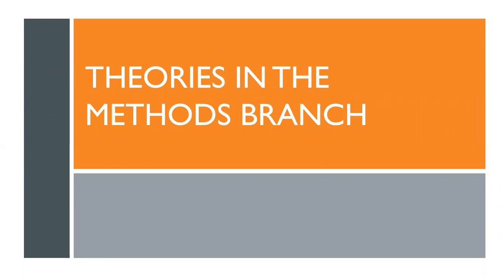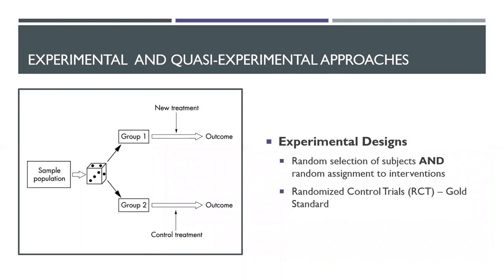Now we'll briefly speak about the 3 evaluation theories from this branch that are discussed in the book. The first are experimental and quasi-experimental approaches. In an experimental approach, the evaluator randomly selects subjects from a program. These subjects are then randomly assigned to an experimental or control group. Then outcomes are measured and compared. Remember that many programs seek to change the knowledge, behavior, attitudes, or aptitudes of its participants.